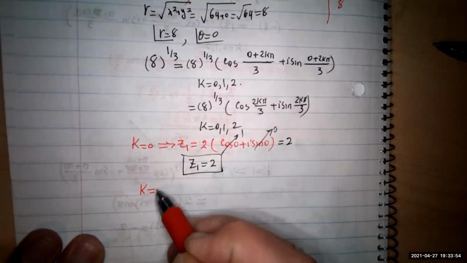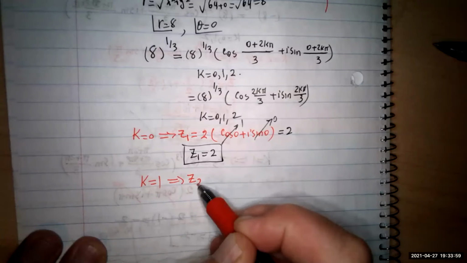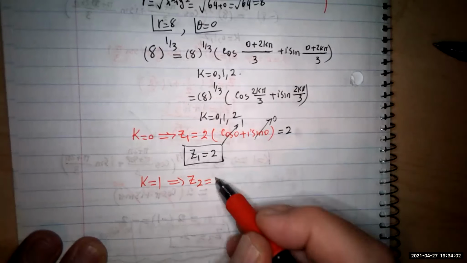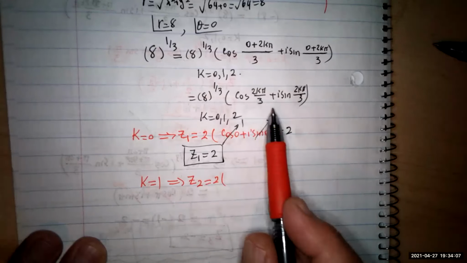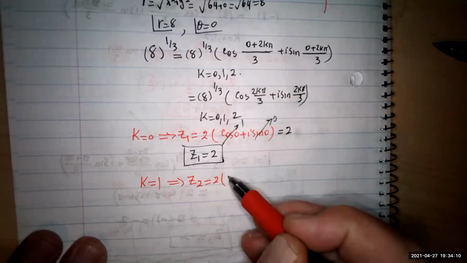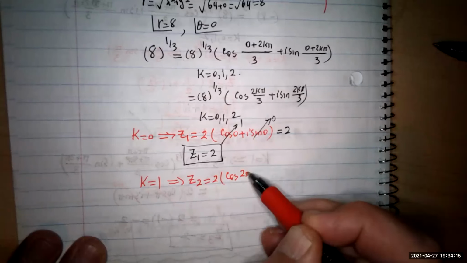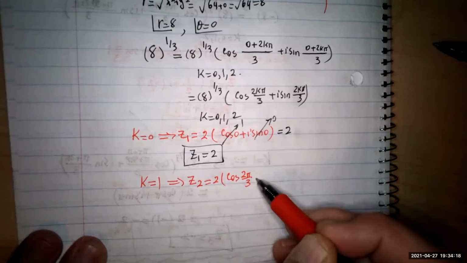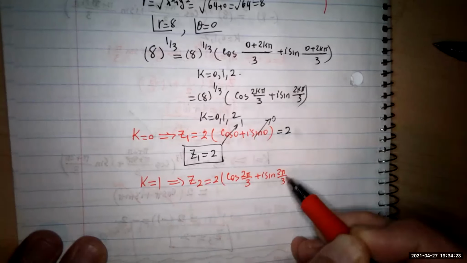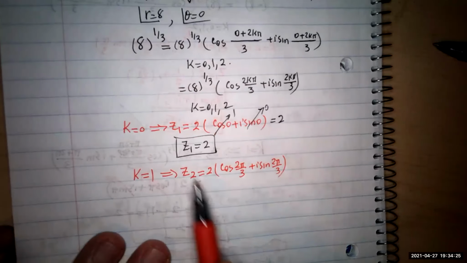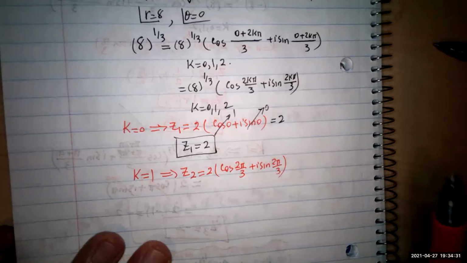So you continue with k equal to 1. So z2 is going to be equal to 2 times, with k equal to 1, the cosine of 2 pi over 3 plus i sine of 2 pi over 3. We replace the k by 1 in the formula, so that gives you cosine of 2 pi over 3 plus i sine of 2 pi over 3.